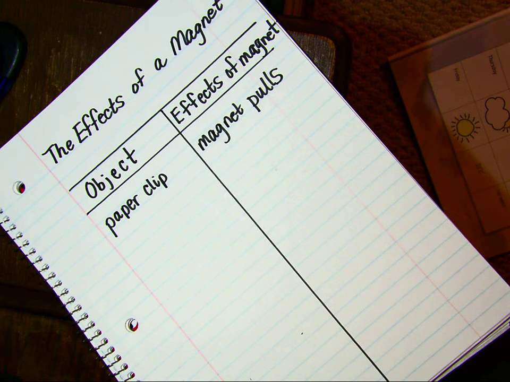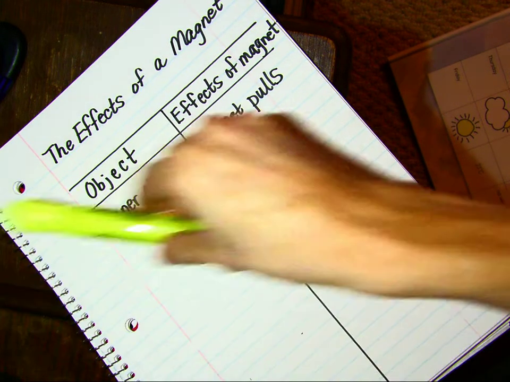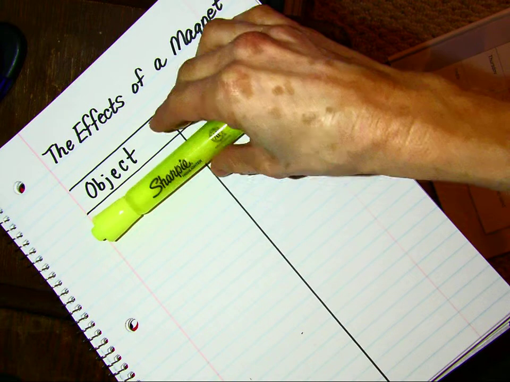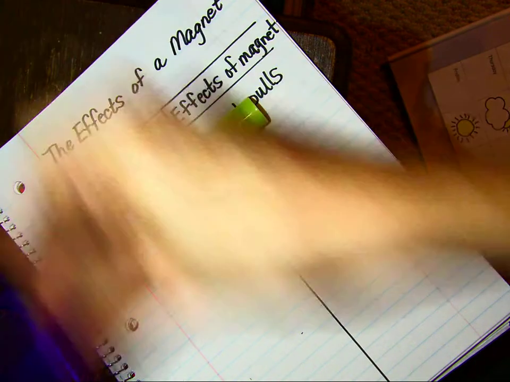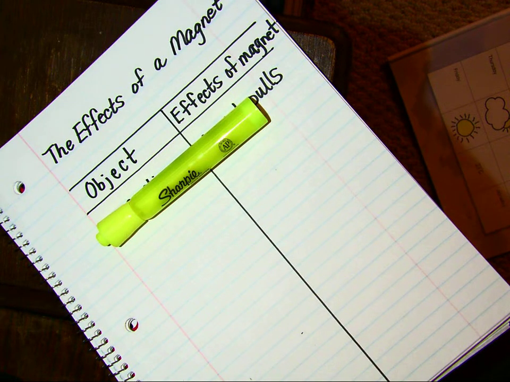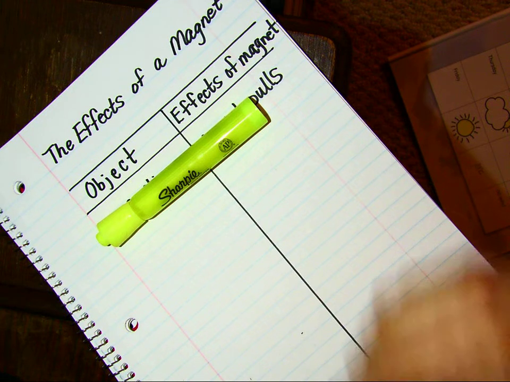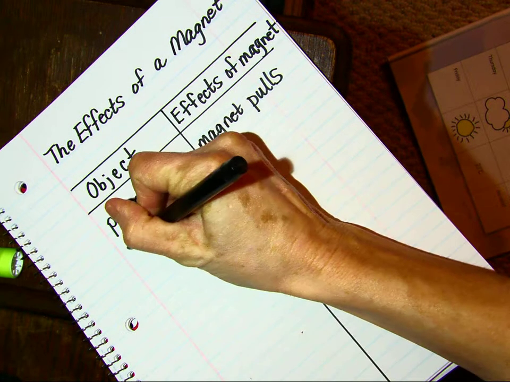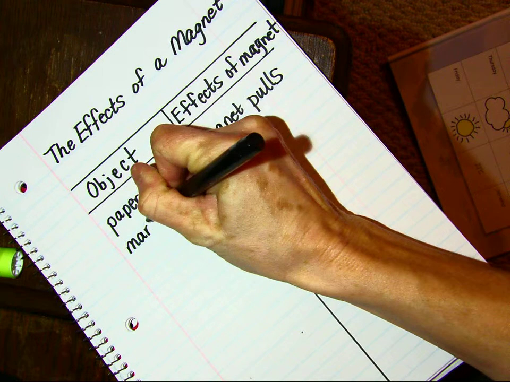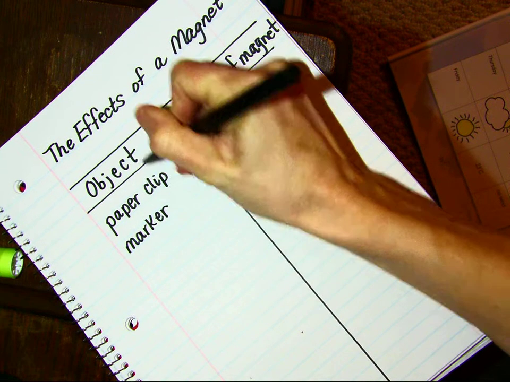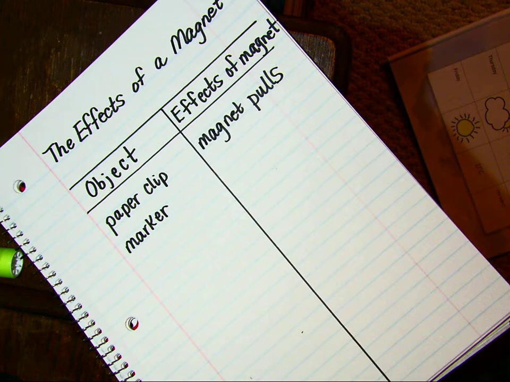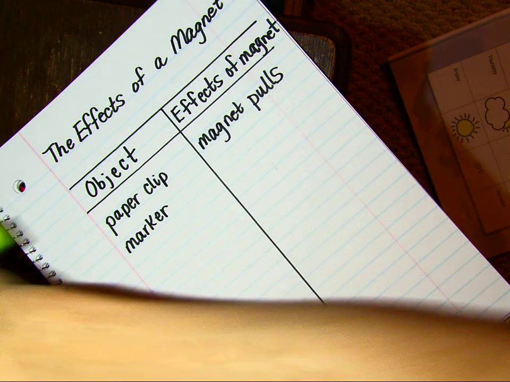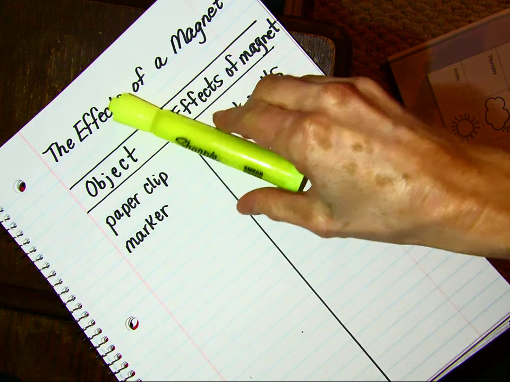Now let me test another object. What do you think will happen if I test this marker? Think about it. But before I test it, let me go ahead and record my object. Notice I put it right here on my log. Now I'm going to go ahead and test it.